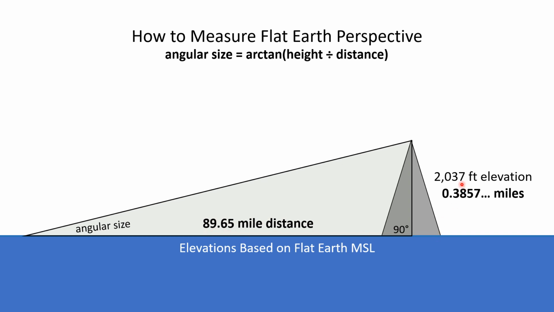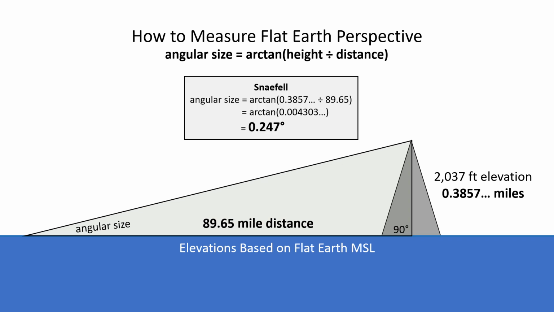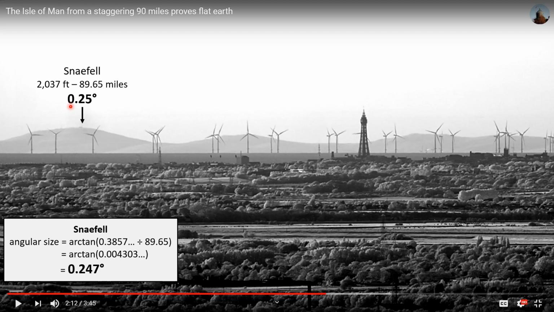Over here, I have converted feet into 0.3857... miles. And if you're wondering what these three dots are, I'm doing these calculations on a calculator, and this tells you that I have not rounded the answer off to the fourth decimal place. So when I do the calculation, Snaefell has an angular size of 0.247 degrees. So I'm going to round this off to 0.25 degrees. And that's how big Snaefell should appear if the Earth was flat.